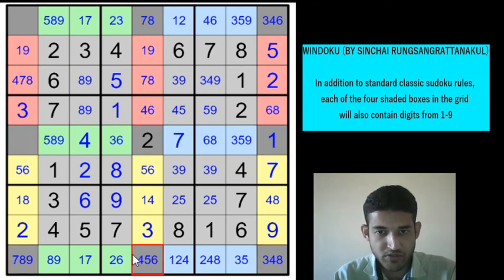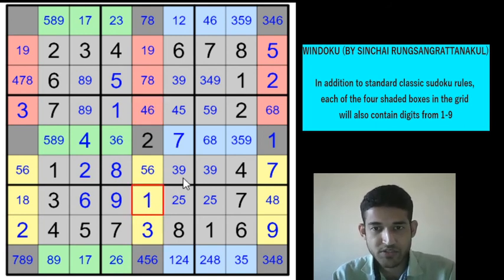So 1 cannot be here. So this will be a 4, 5, 6. Now we have made a triplet, means these digits 4, 5 and 6 will be locked in these 3 cells only. So that gives a 1 here. Now I think we will finish the Sudoku very fast.